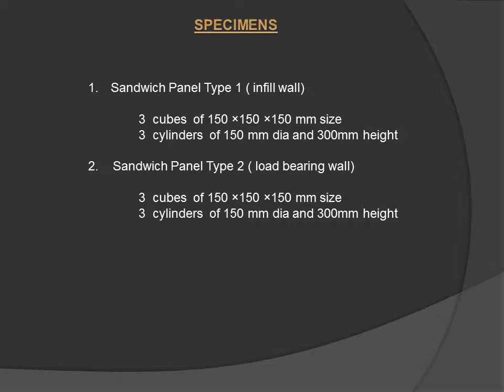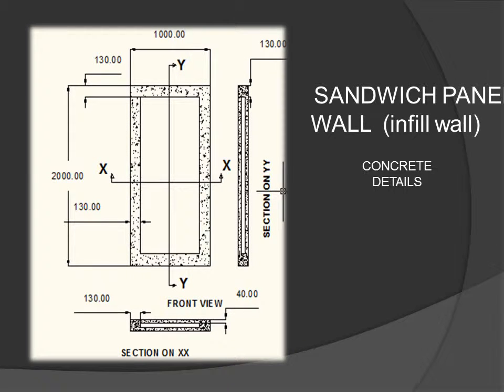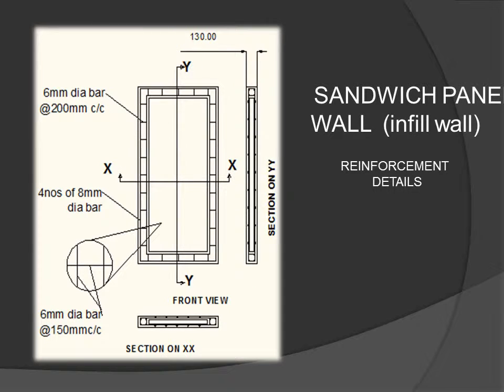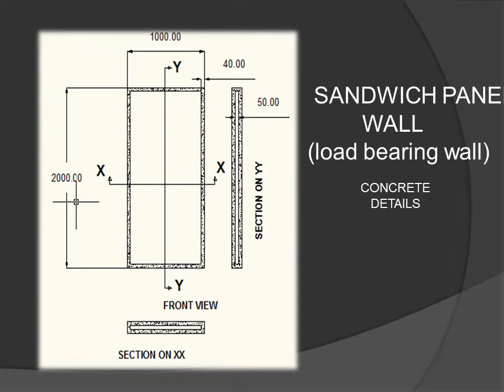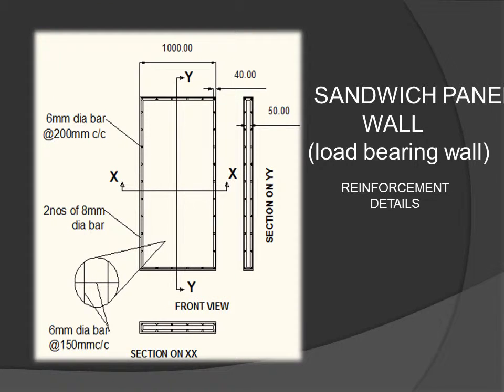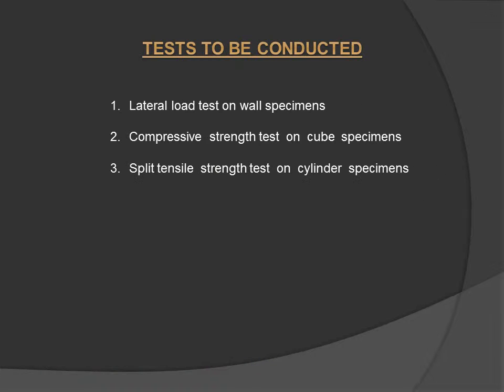First one is the sandwich panel type 1, next one is the sandwich panel type 2 with the following specific peculiarities. Then we come to the concrete details of the sandwich panel, and then sandwich panel infill wall reinforcement details, and then sandwich panel wall acting as load bearing walls with the concrete details. Then the sandwich panel load bearing walls with the reinforcement details. Then the tests to be conducted are lateral load test on wall specimen, compressive strength test on cube specimen, and then finally the split tensile test.